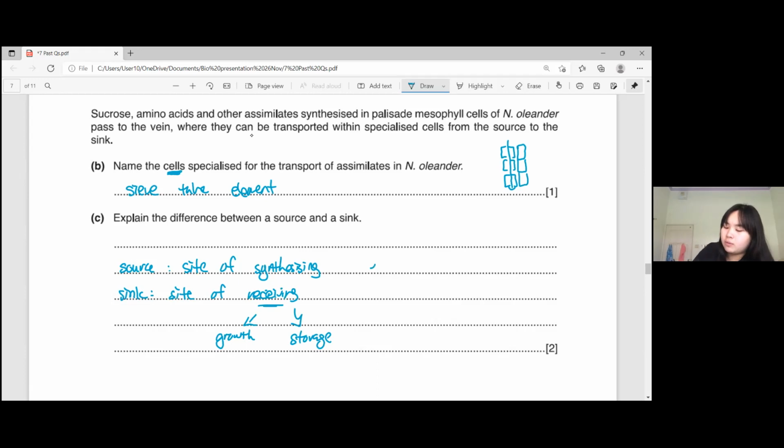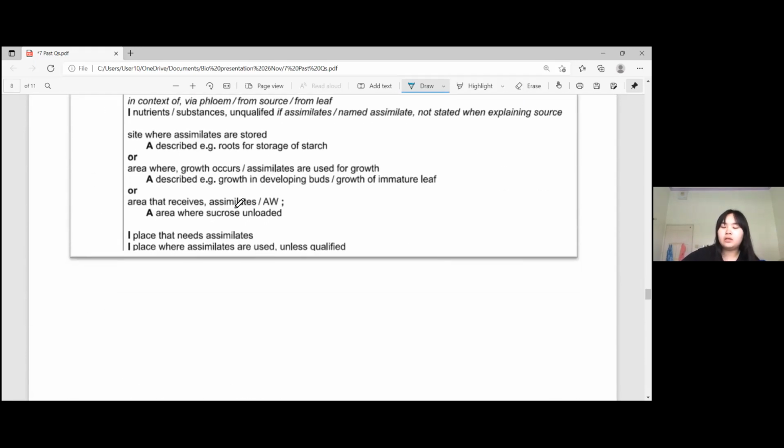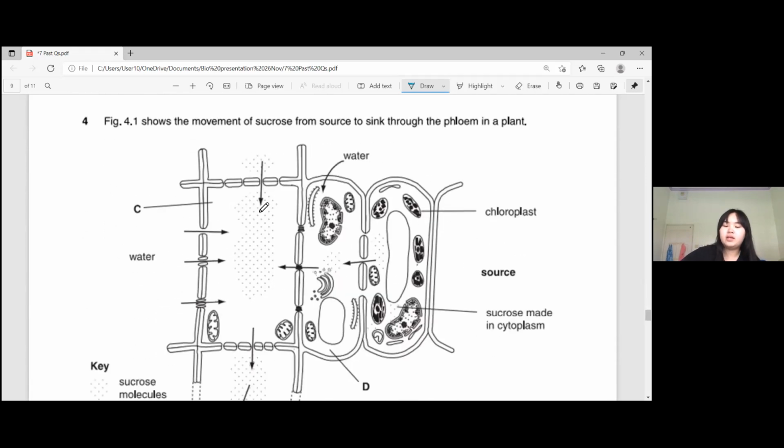An example that can be given here for the source is the palisade mesophyll cells, which synthesize the sucrose, amino acids and the assimilates. So you can write here the palisade mesophyll cells. And the example for sink is a storage compound like the fruits or the roots. Okay, so here's the marking scheme, and we move on to the next one.